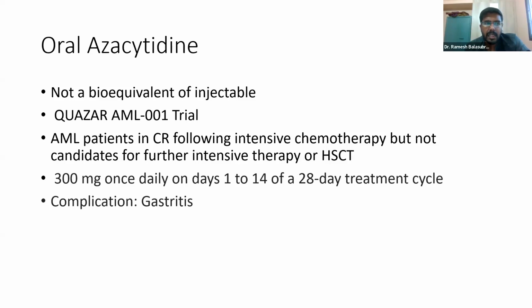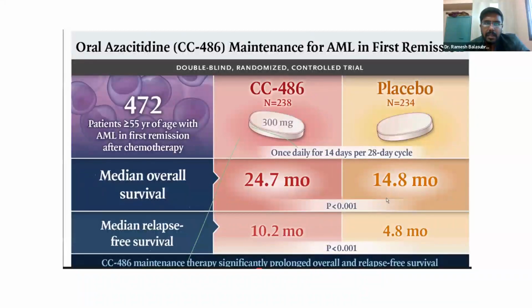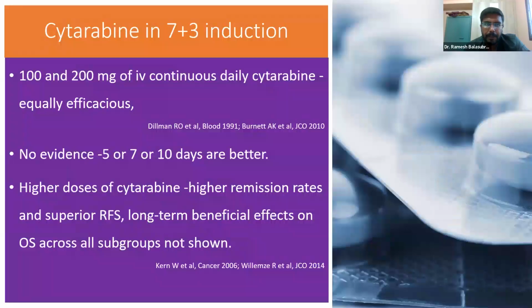The dosage is 300 milligrams once daily from day 1 to 14 of a 28-day treatment cycle. So the main complication the patient faces is gastritis. So this is the trial. Here they have compared with the placebo. It was randomized controlled, and you could see very well the median overall survival is improved, and the relapse-free survival is also better with this oral as a maintenance.